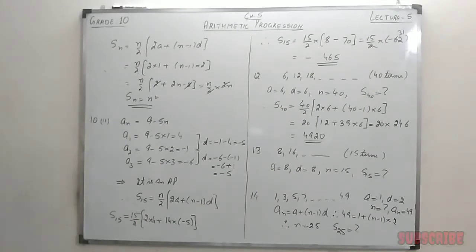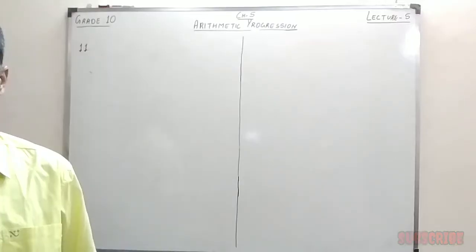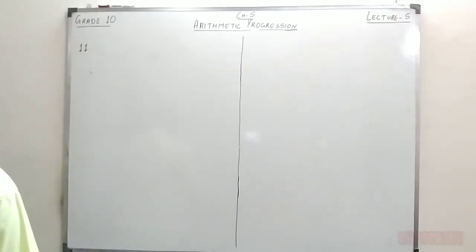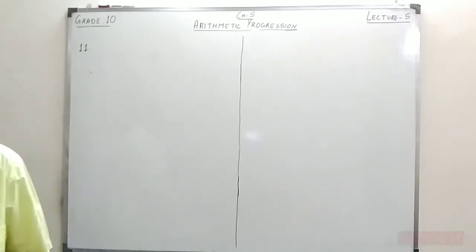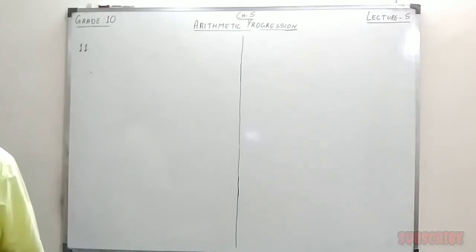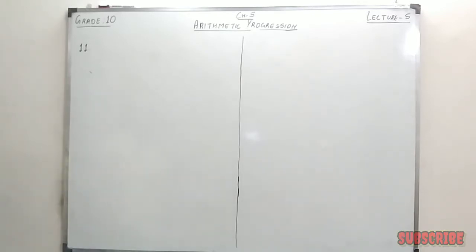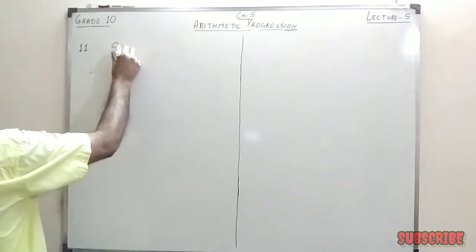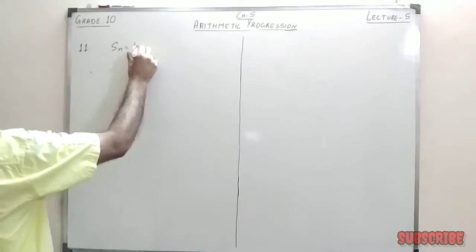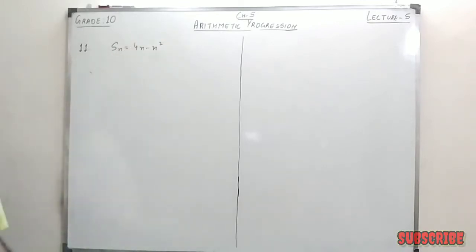Now let's go to the 11th question of this exercise. It's a little bit typical question. Let's see what is given in the question. If the sum of the first n terms of an AP is 4n minus n square, what is the first term? What is the sum of first two terms? What is the second term? Similarly, find the third, 10th and the nth term. So in the 11th question it is given that the sum of n terms is equal to 4n minus n square. Now we have to find the terms here.